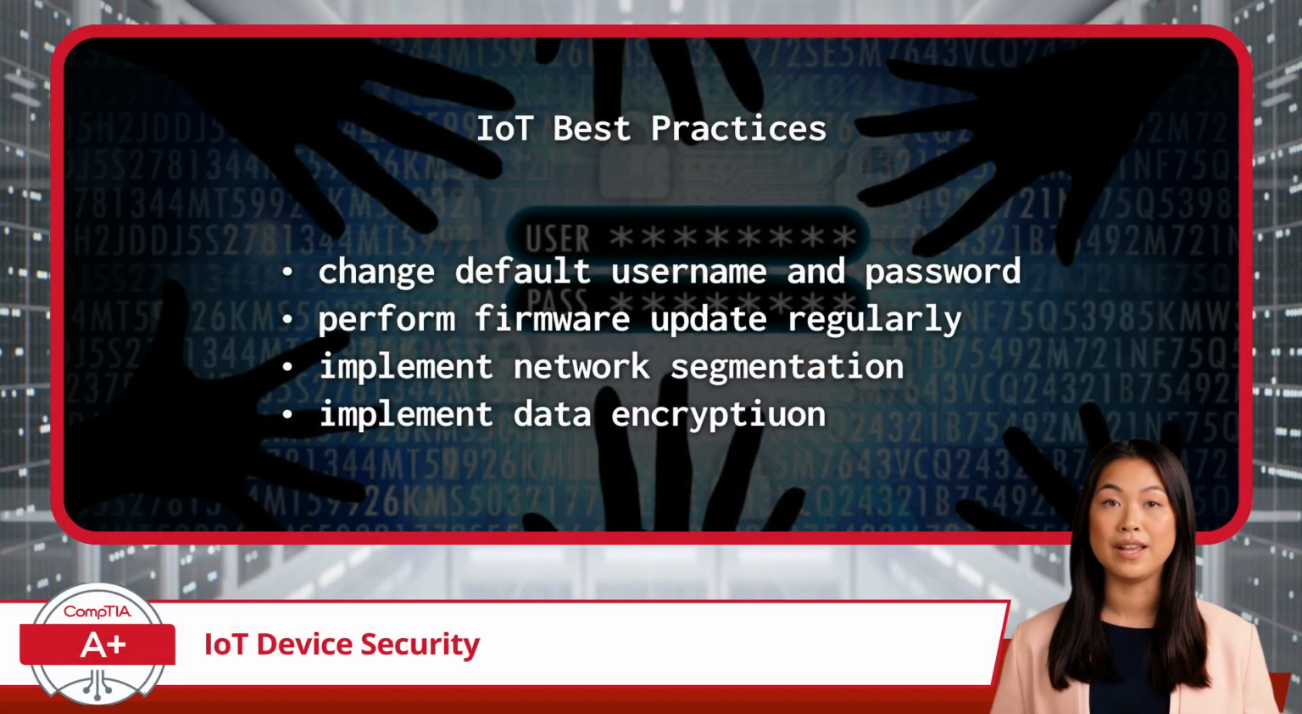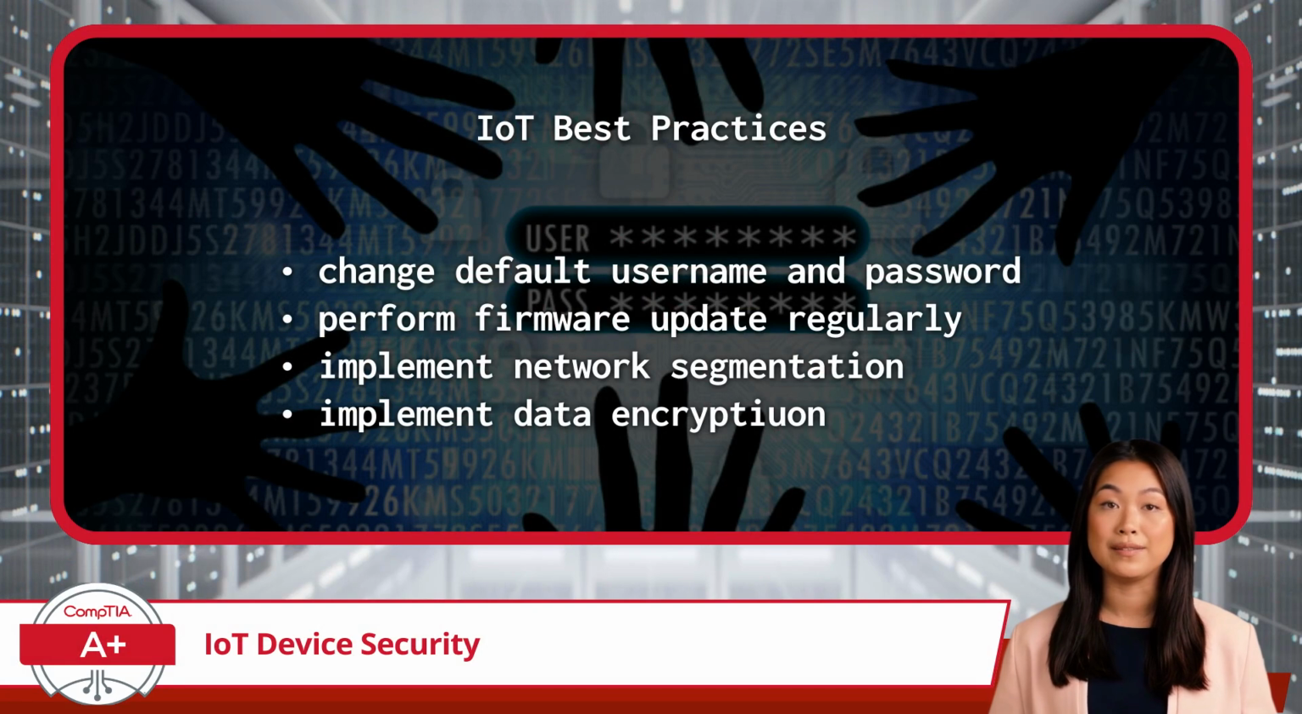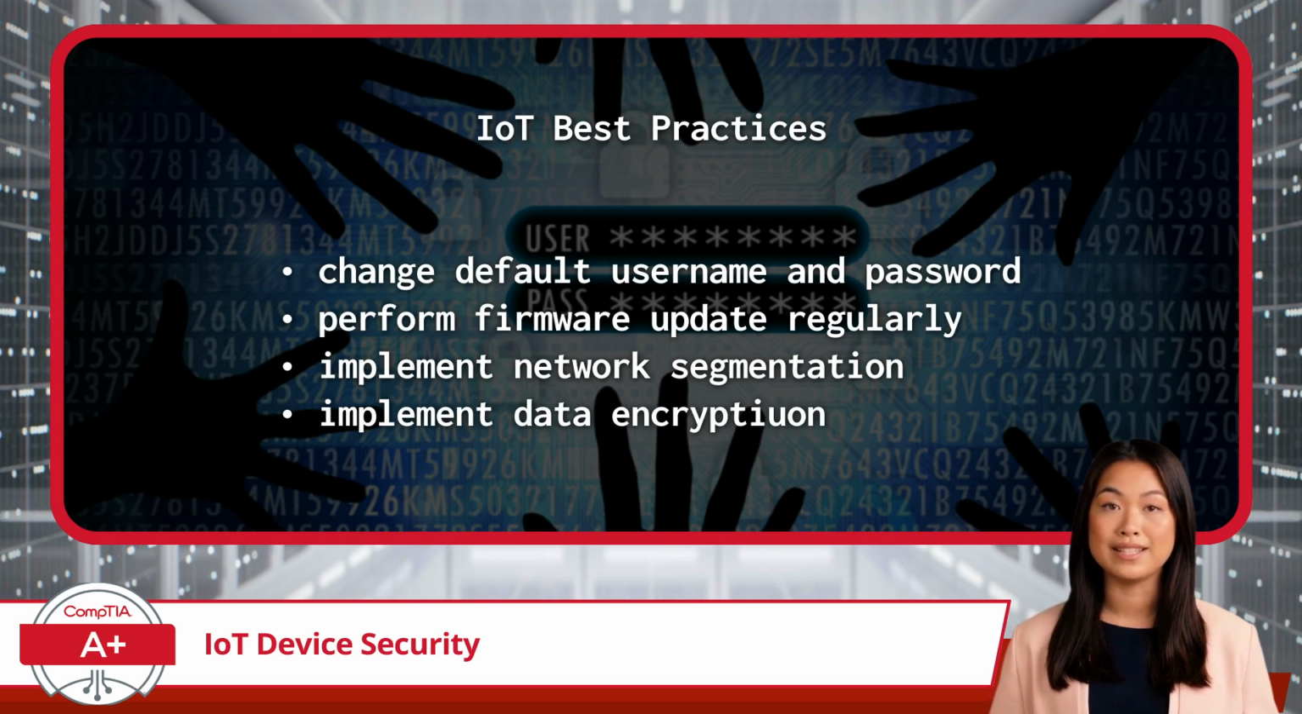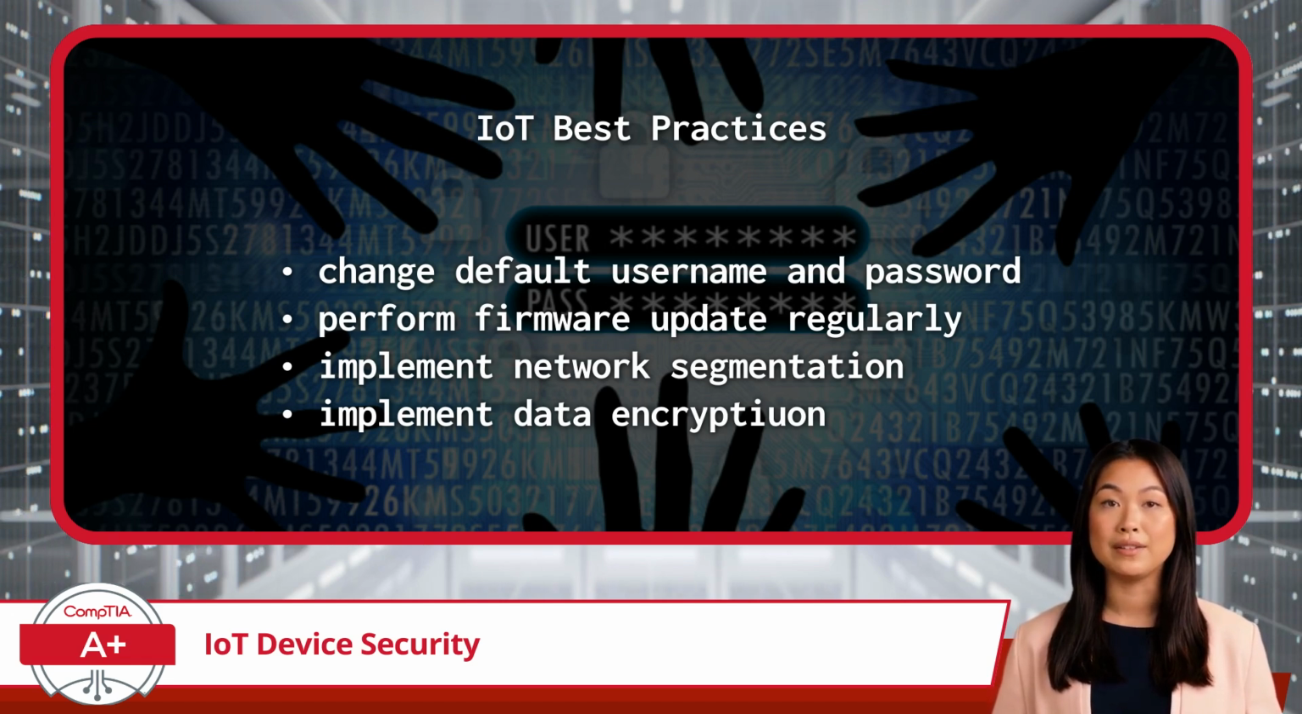Improving the security of IoT and embedded devices involves a few key best practices. First, changing the default usernames and passwords on these devices is crucial to prevent unauthorized access. Many devices ship with known default credentials, making them an easy target for attackers. Regularly updating the firmware and applying security patches can also protect against known vulnerabilities.